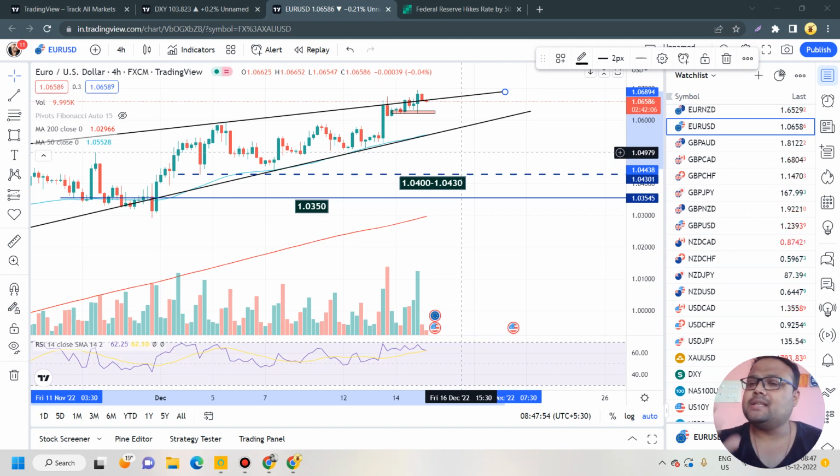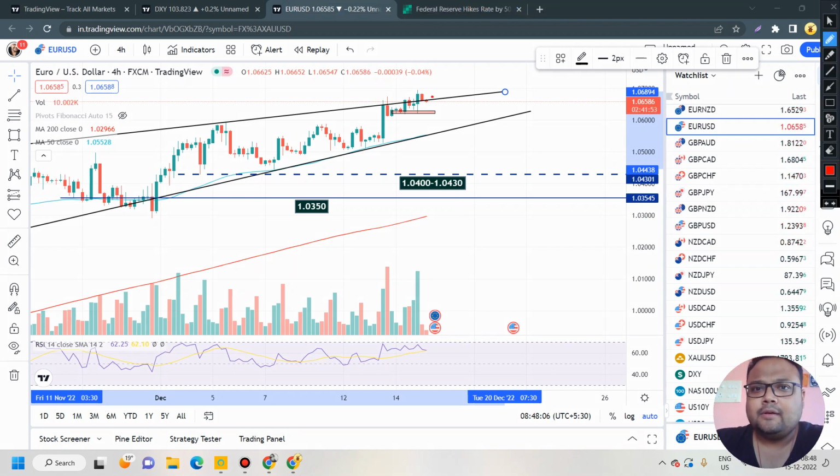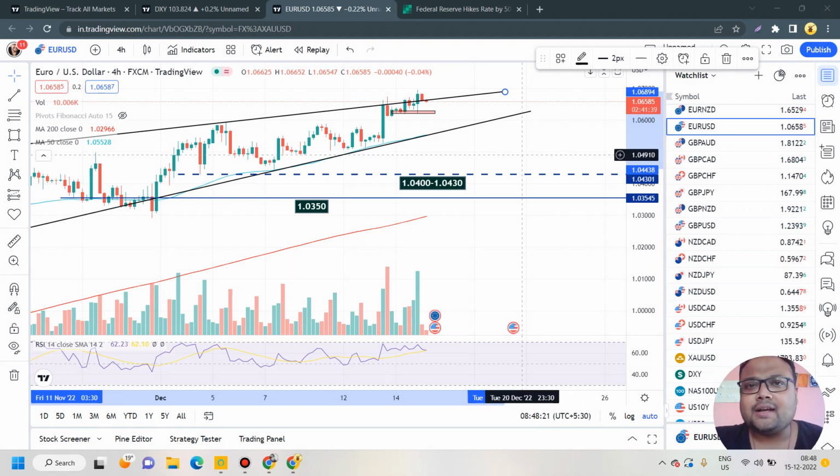Try to understand a simple point. What is resistance? Resistance means a place of sellers. In simple words, if the market is standing at a place of sellers, then the market should come down. And in case the buyers are stronger than sellers, then the market should break the resistance and go up. But the market is standing at resistance and doing nothing. So obviously we are in a dilemma right now. We are confused right now.